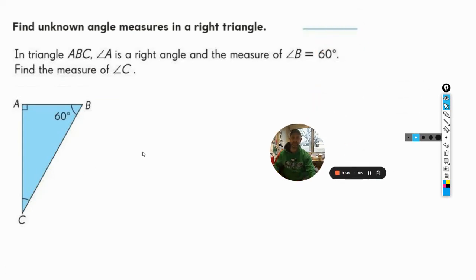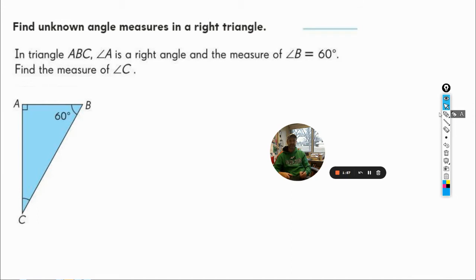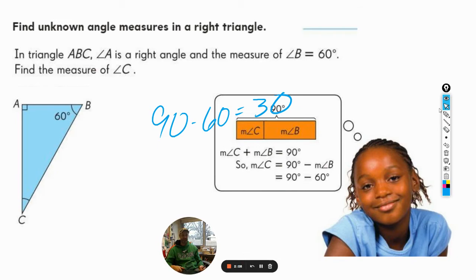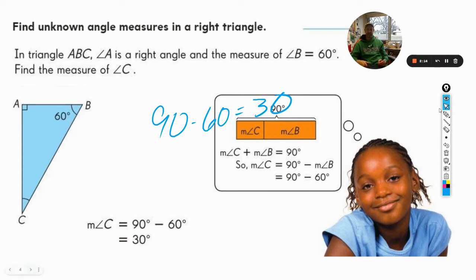In the triangle ABC, A is a right angle. The measure of B is 60 degrees. Find the measure of C. If you see this as a right angle, all you're really doing to solve this is not 180 minus 90 minus 60. You're just doing 90 minus 60 equals 30. That's literally all they're looking for. All right, 30 degrees.